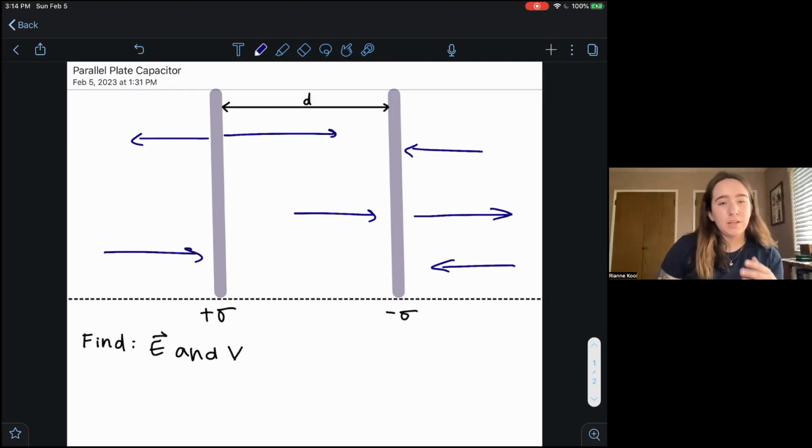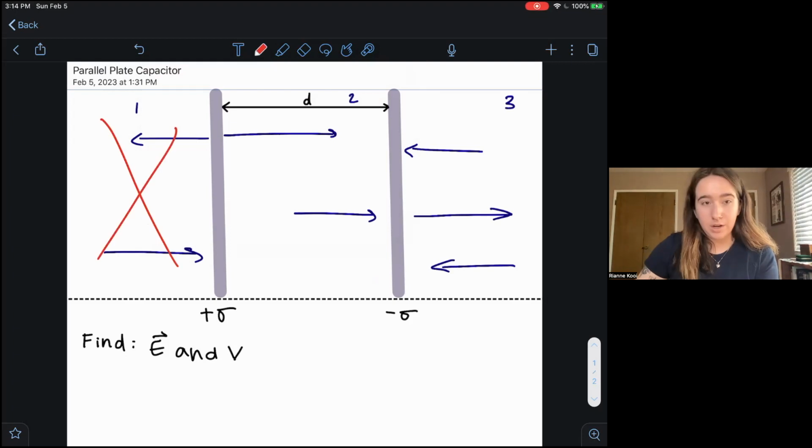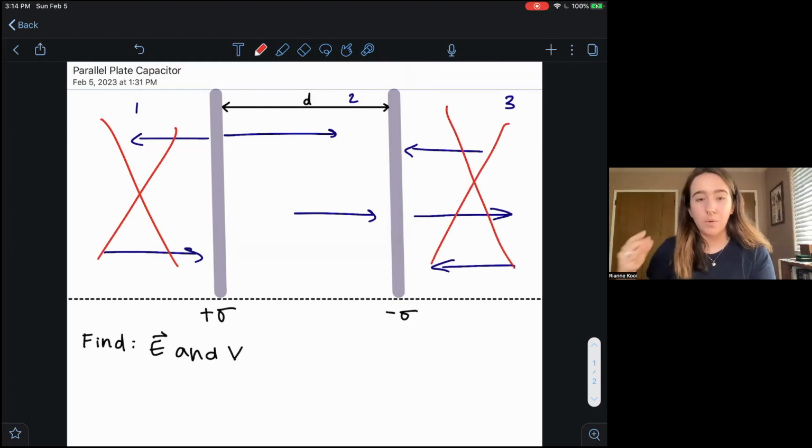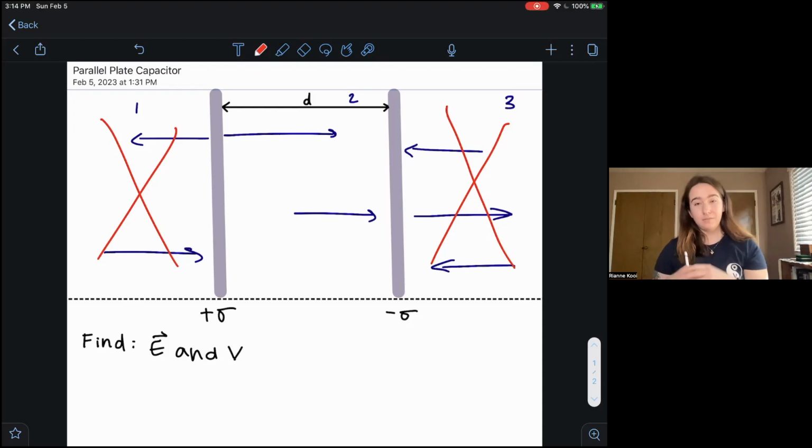So what we see is that, let's call this region 1, 2, and 3. In region 1, all of the electric field will be canceled out. So there will be no electric field over here. And the same thing happens in region 3. No electric field will be going on there. There will only be field in region 2, which is very cool. So now that we've talked about that, let's talk about finding the electric field in between these two plates.